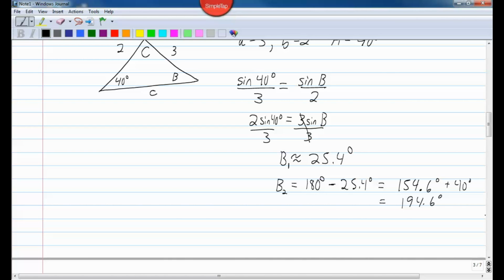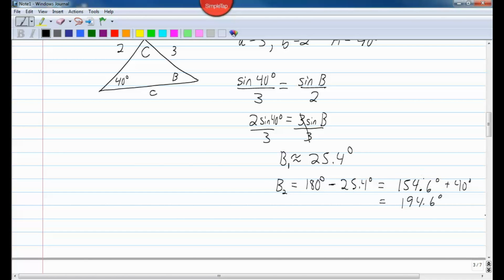Alright, so let me go back through real quick. What did I do? I set it up just like normal, and I solved for one of the angle measures that I don't know by using the calculator and the inverse function. Then, once I've found an angle measure, the other possible angle measure for a second triangle will be 180 degrees minus what I found for B. So that's my B in my second possible triangle.